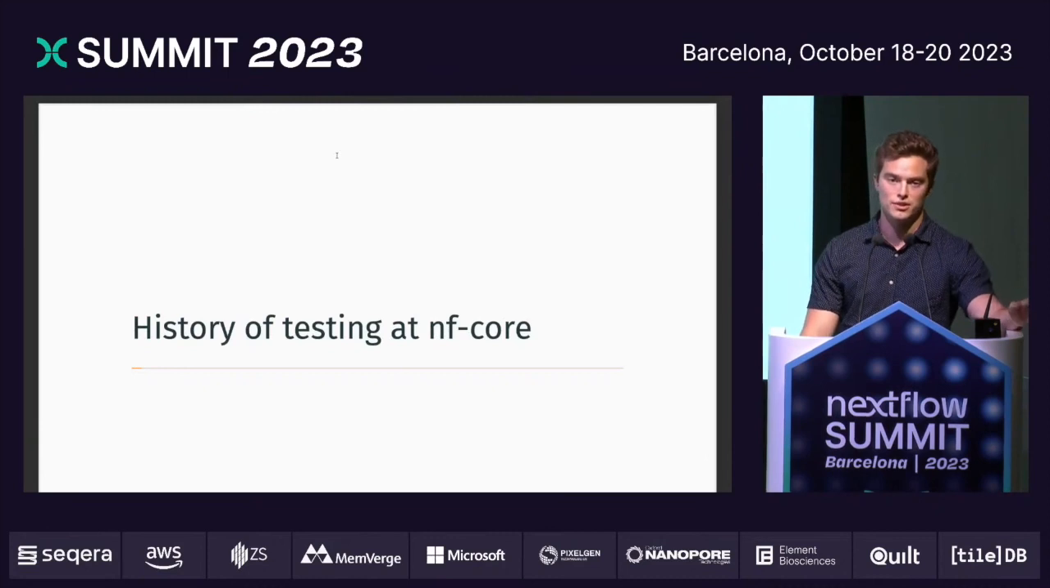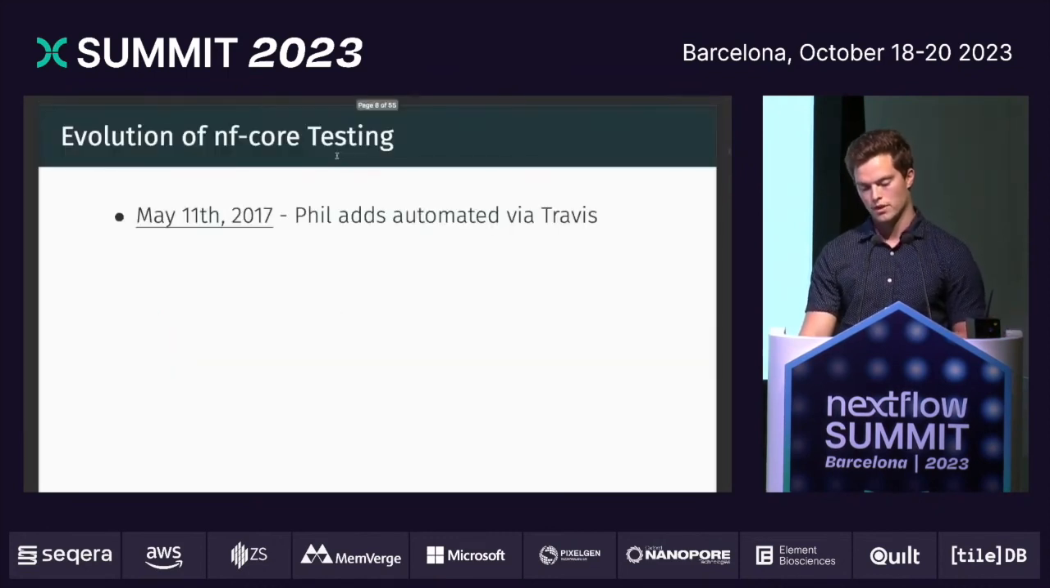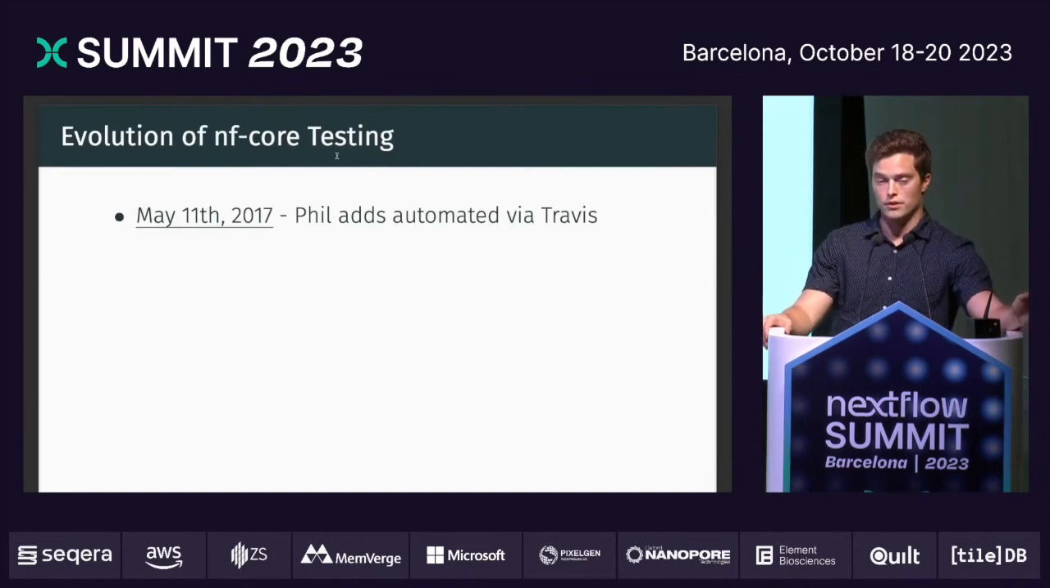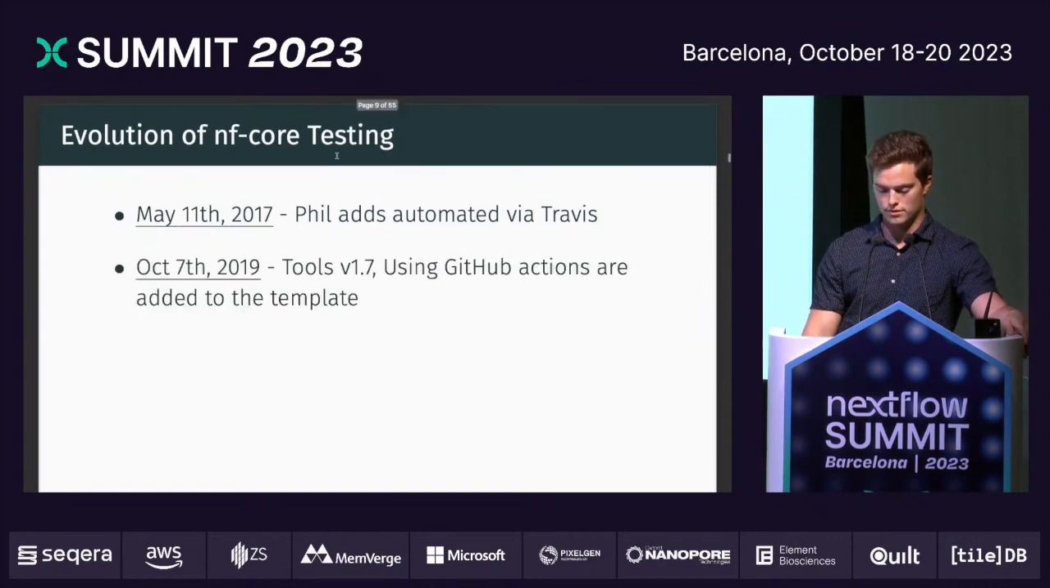So a little history of testing in NF Core. I kind of went back here, and this was really fun. I found the first commit that had CI, May 11th, 2017. Phil added automated test via Travis. This is also about the time that I got into bioinformatics.